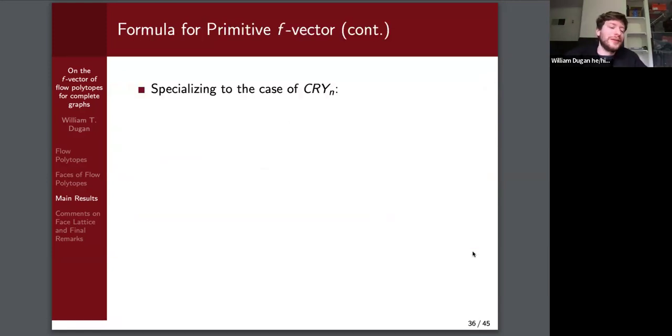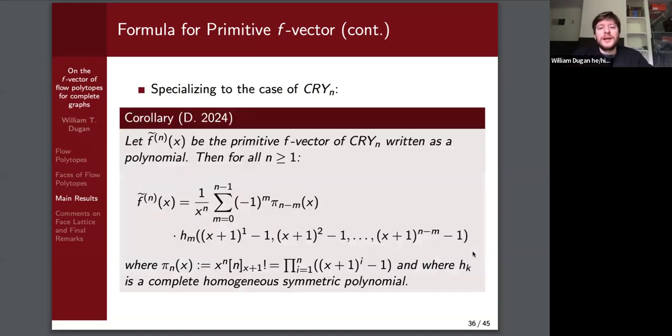Okay, so we made it through the most technical part. I'm just going to flash some results now to show you how they specialize in various cases. So far, we've found the primitive f vector for any flow polytope over the complete graph. This specializes to the cryopolytope as follows. Again, it looks very technical, but it's actually not. I can break it down.